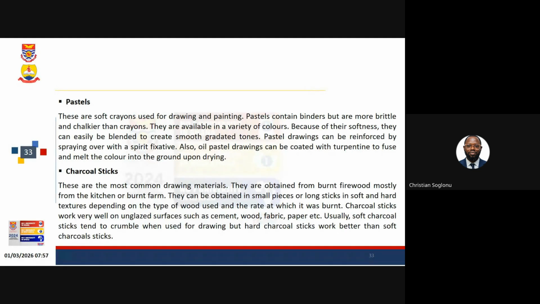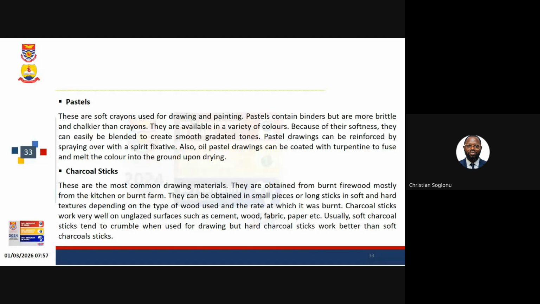So pastels contain binder, but are more brittle and chalkier than crayons. They are available in a variety of colors. Because of their softness, they can easily be blended to create soft, grainy tones. Pastel drawing can be reinforced by spraying over with a spirit fixative.